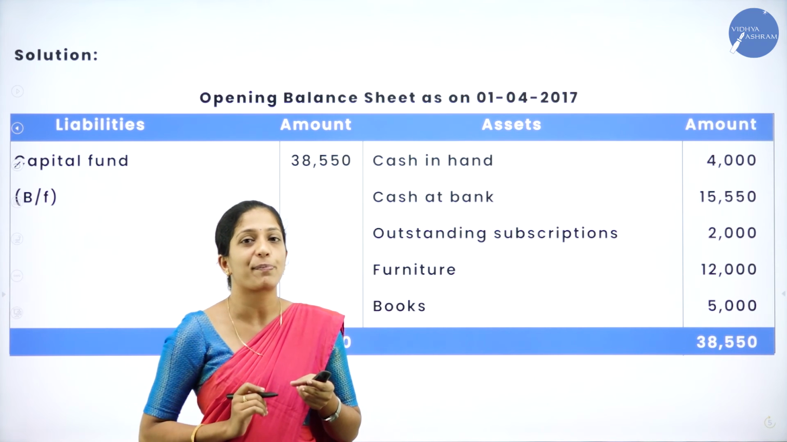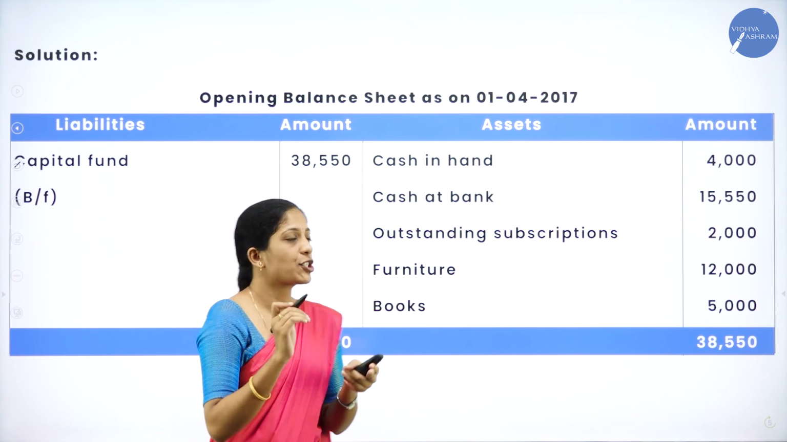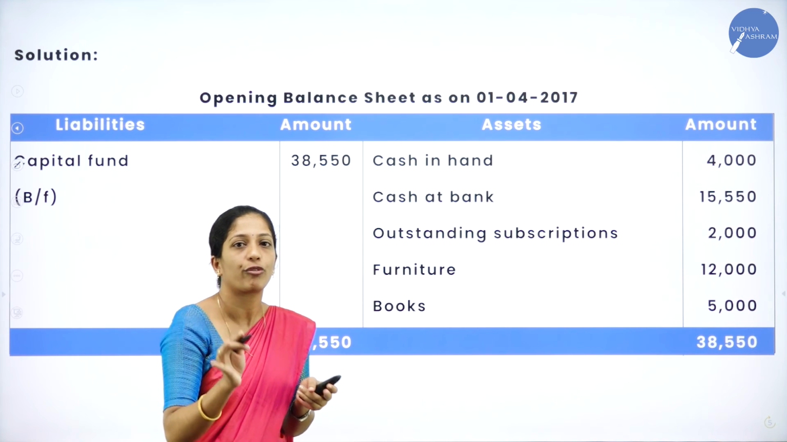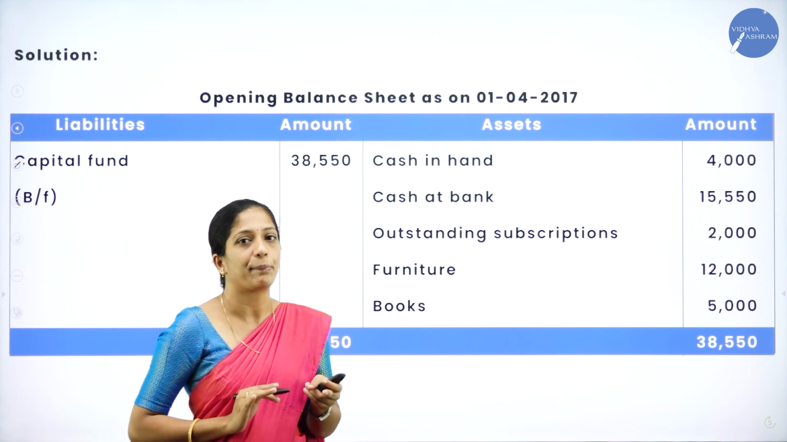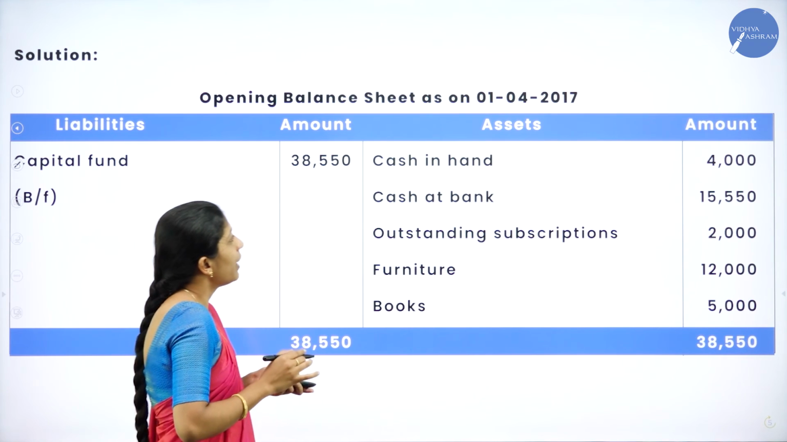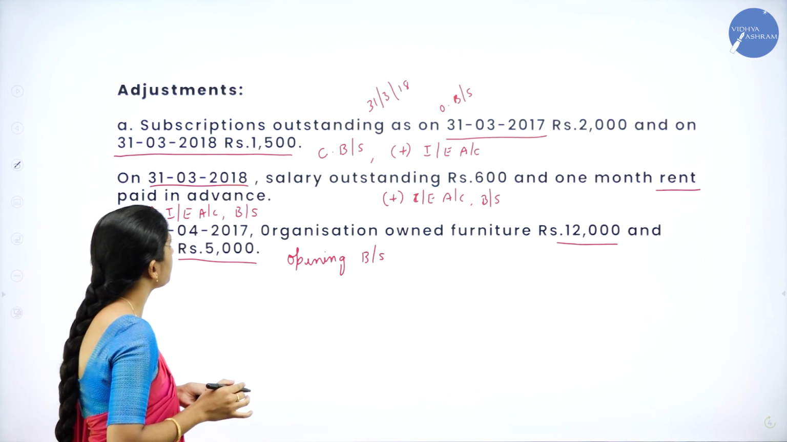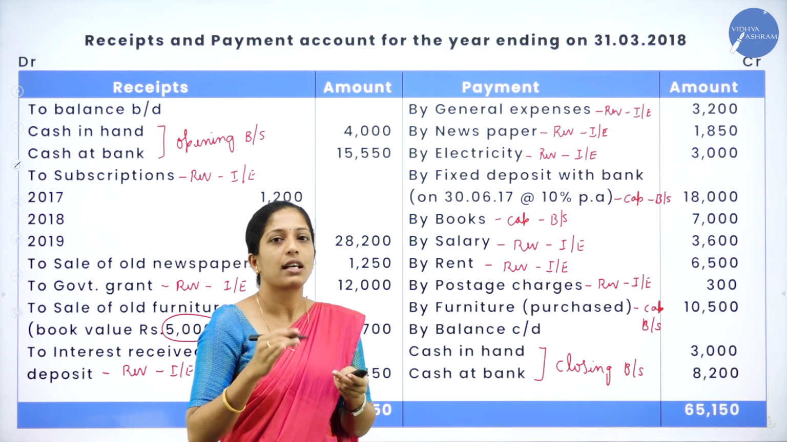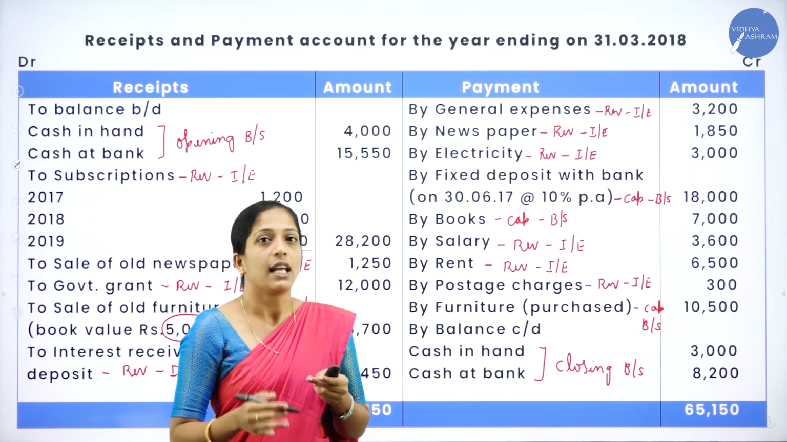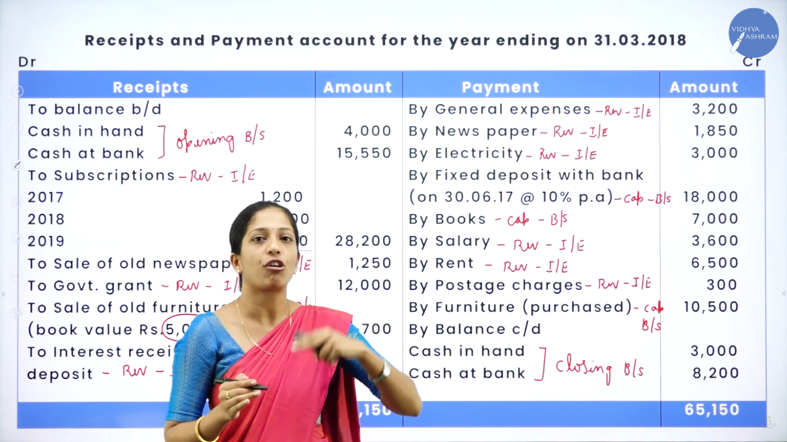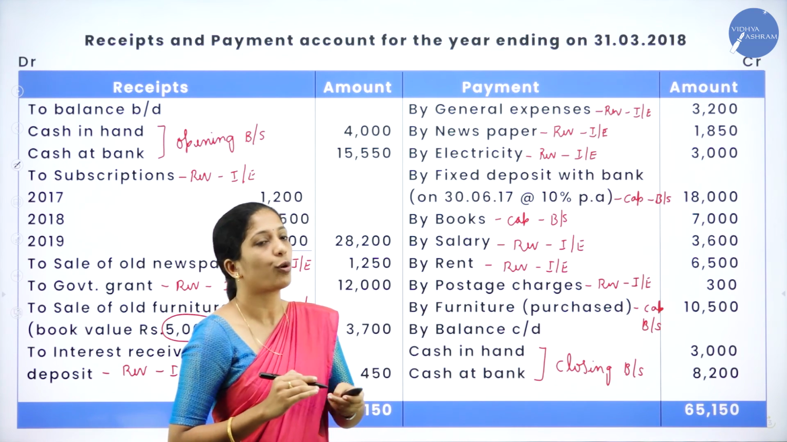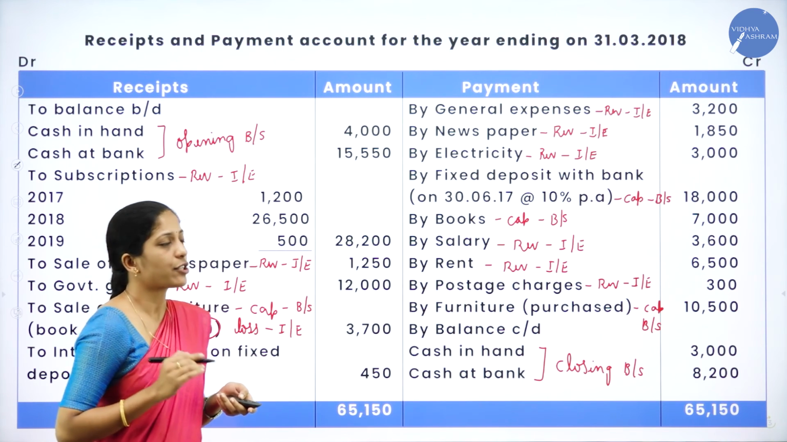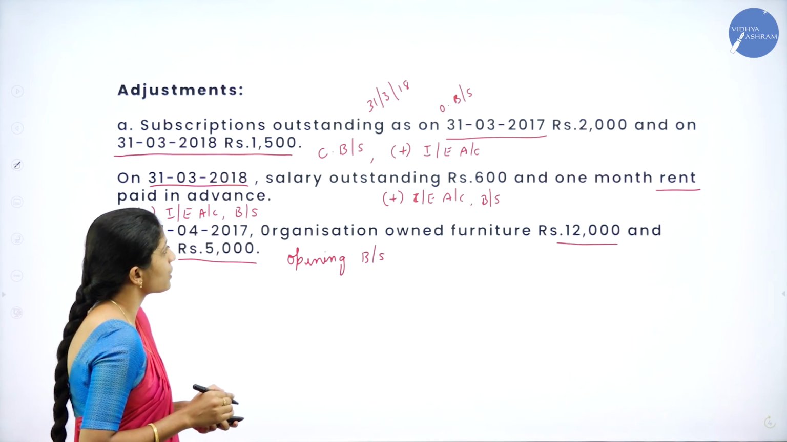What is the main purpose of preparing the opening balance sheet? In order to know what the capital fund is. The balancing figure of the opening balance sheet will be the capital fund. Now, go through our receipts and payment account. As I told, whatever amount has been brought down in the receipts and payment account belongs to the previous year, so it comes under the opening balance sheet. Which are the two items? Cash in hand and cash at bank. Now, we shall record those items.